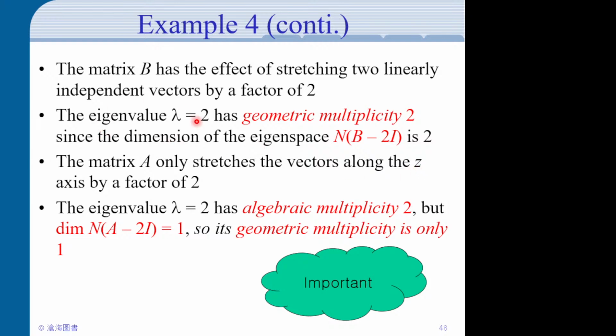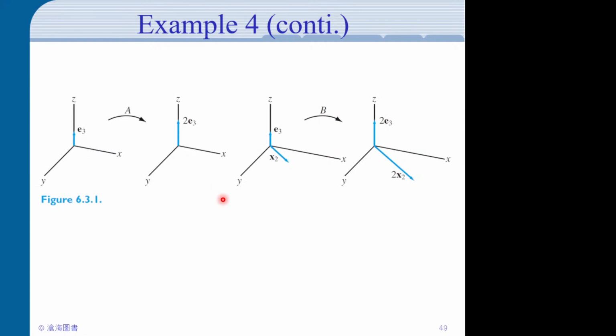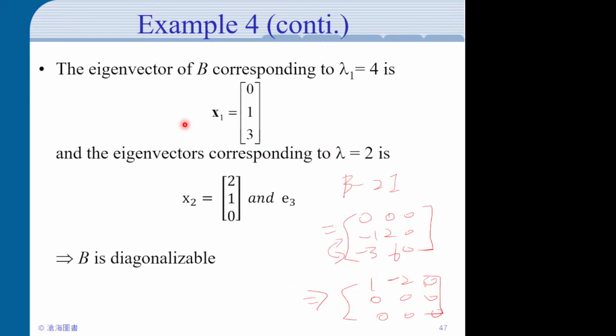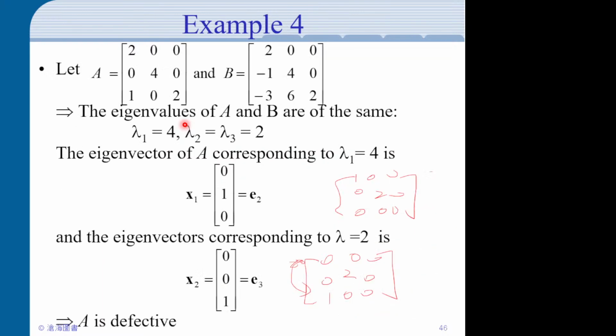And then we have the terminology. We say the eigenvalue lambda equal to 2 has a geometric multiplicity of 2, because it has 2 linearly independent eigenvectors. And for A, there is only one eigenvector, so we will stretch this E3 by 2, but you will do something funny on E1.